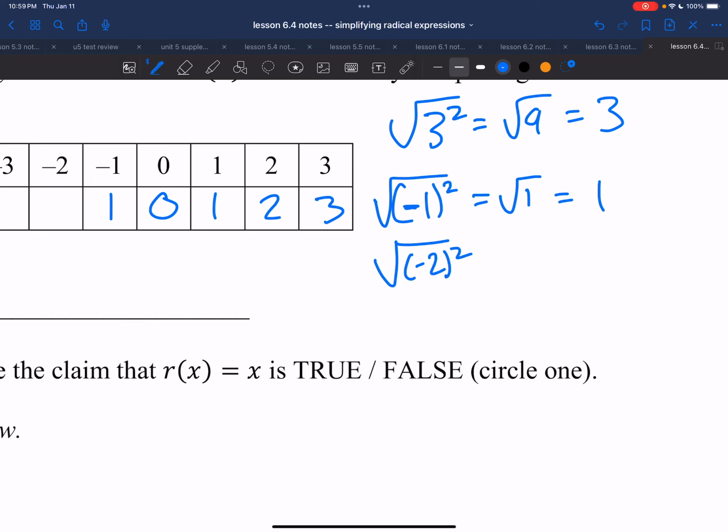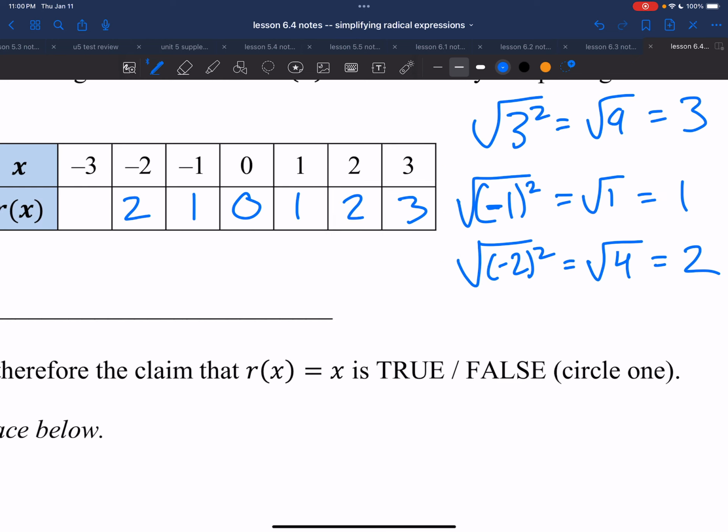So, I plug in negative 2. Negative 2 squared is 4. Square root of 4 is 2. I'll do it one more time. Negative 3 squared is 9. Square root of 9 is 3.